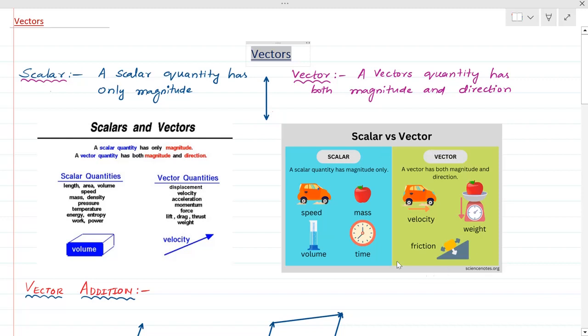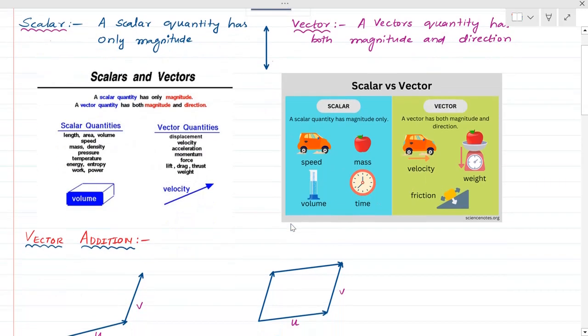This is a real life example of scalar versus vector. Speed is a scalar, whereas speed along with direction is velocity, which is a vector. And mass, which is the weight of any particle, is a scalar. If you weigh this mass, then it becomes a vector. So these are the examples you will have.